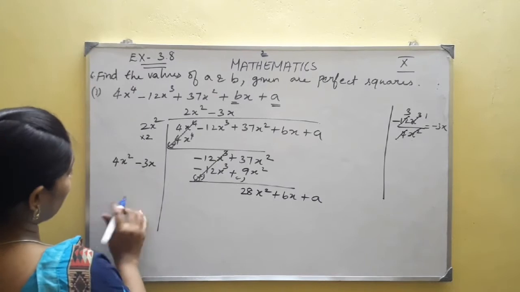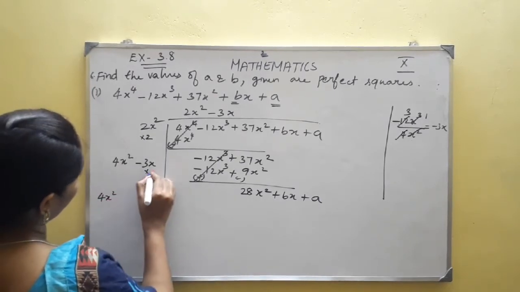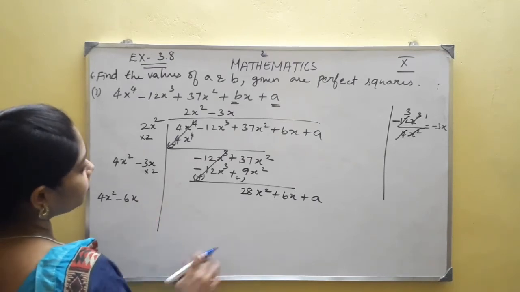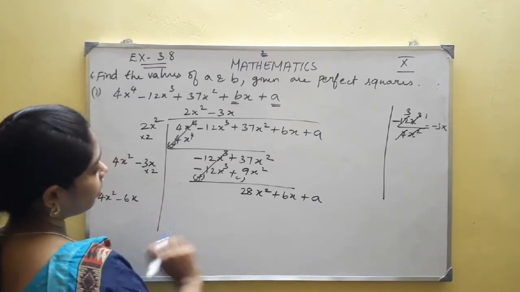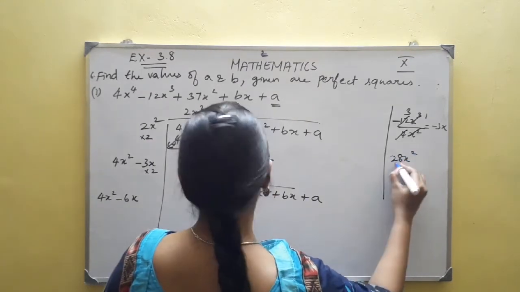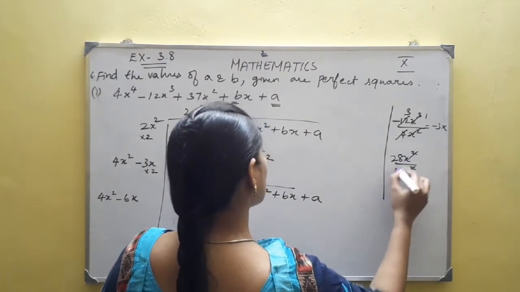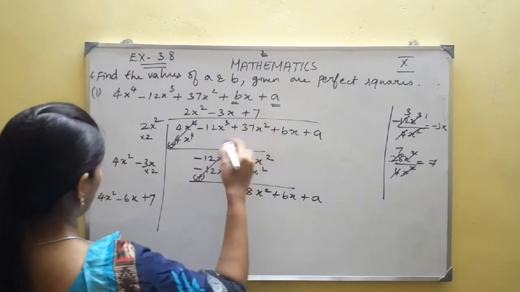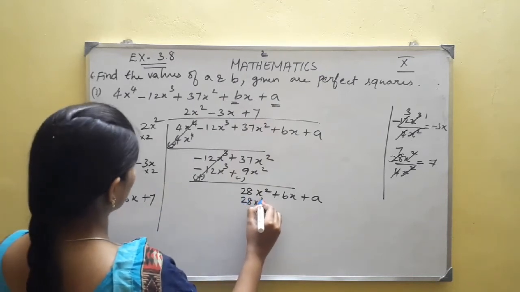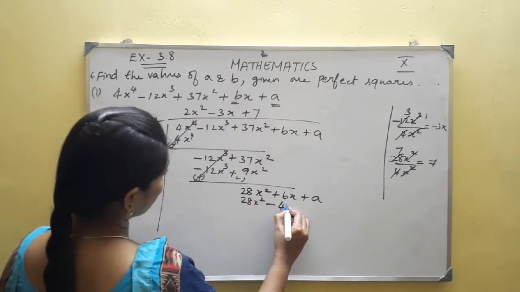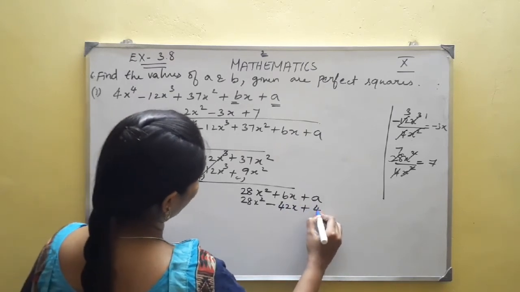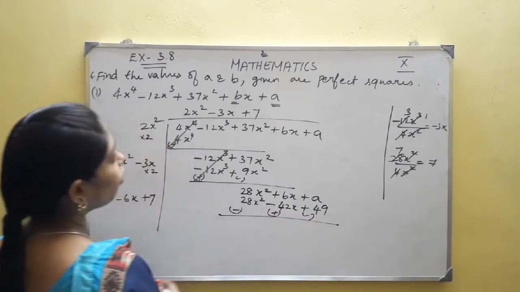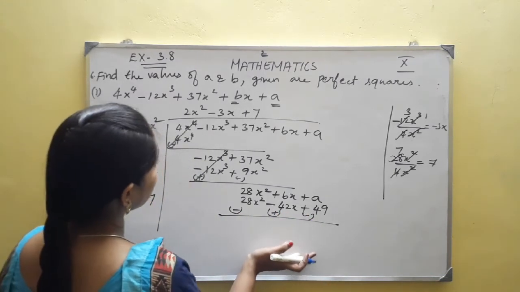Now again we need 3 terms over here. 4x square, multiply this by 2 and write minus 6x. What's supposed to come here? 28x square divided by 4x square gives me 7. So plus 7, plus 7. 7 4s are 28x square minus 42x plus 49. Again I'm going to change the sign. So this is the final stage of this problem.